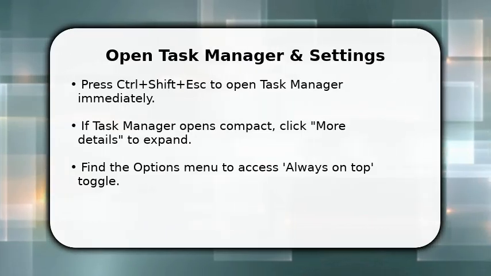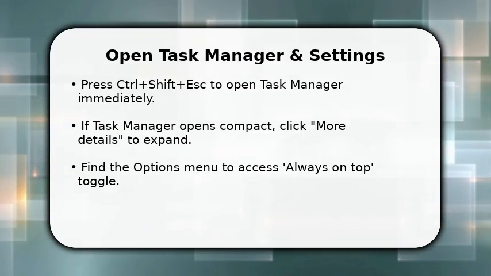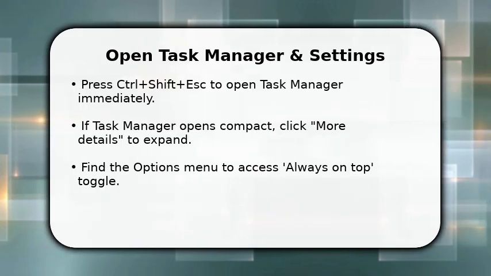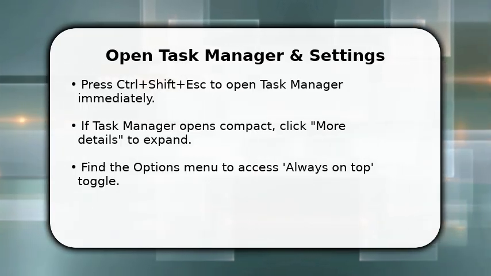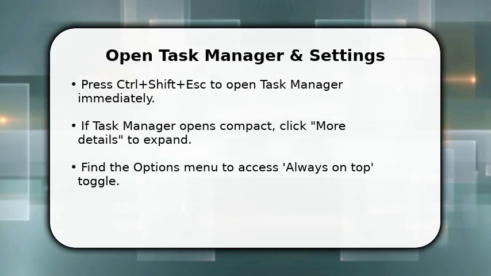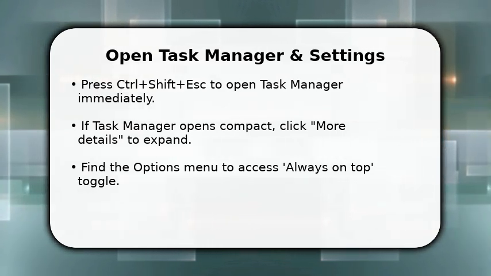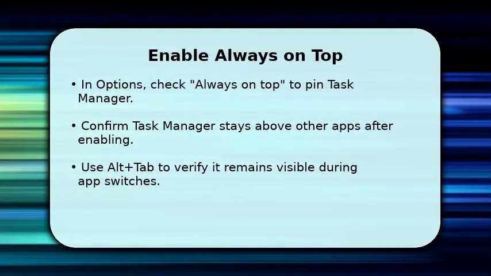This tells Windows to keep Task Manager visible above other windows. Doing this first avoids switching apps and losing focus while configuring the preference. Once you've located Options, check Always on Top. You should see Task Manager immediately float above other windows.